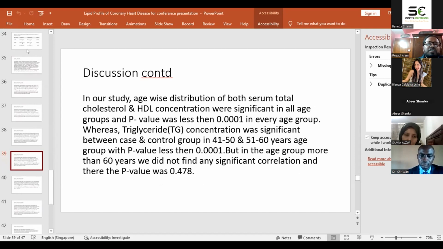In our study, the age-wise distribution of both serum total cholesterol and HDL concentration was significant in all age groups, and the p-value was less than 0.001 in every age group. Whereas triglyceride concentration was significant between case and control groups in the 41 to 50 and 51 to 60 years age groups with p-value less than 0.001. But in the age group more than 60 years, we didn't find any significant correlation, and their p-value was 0.478.